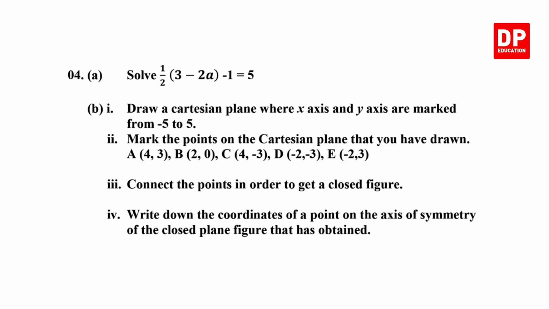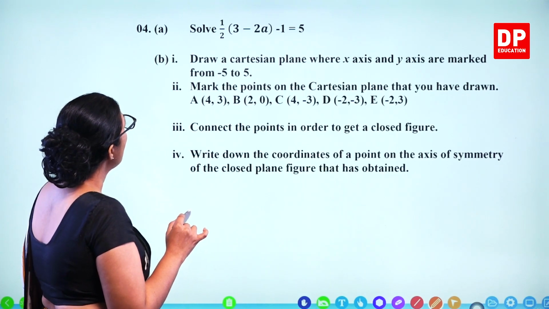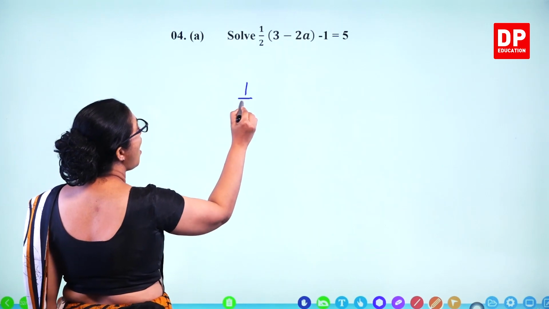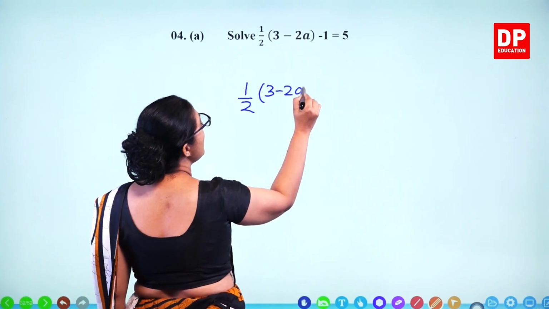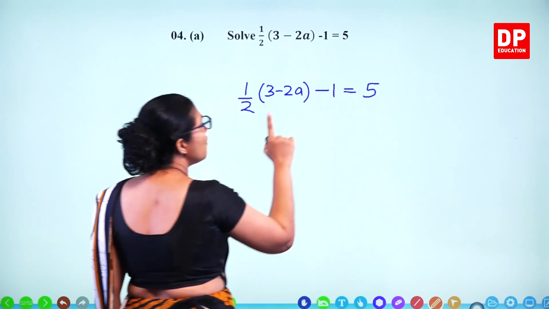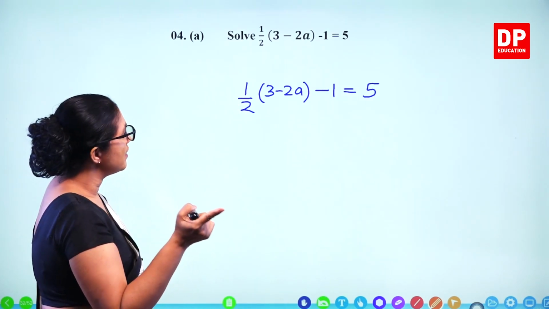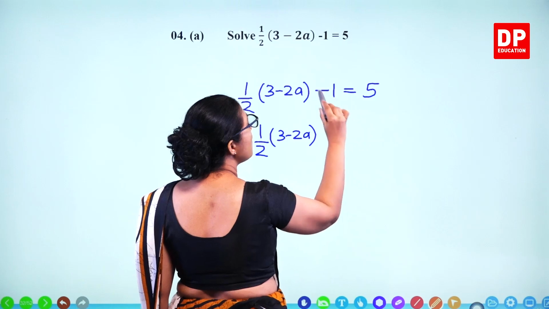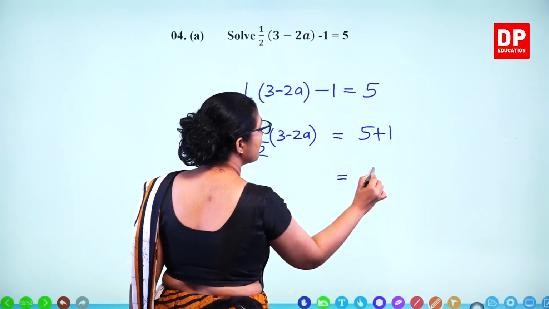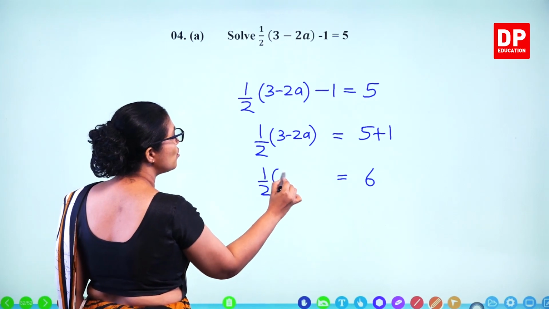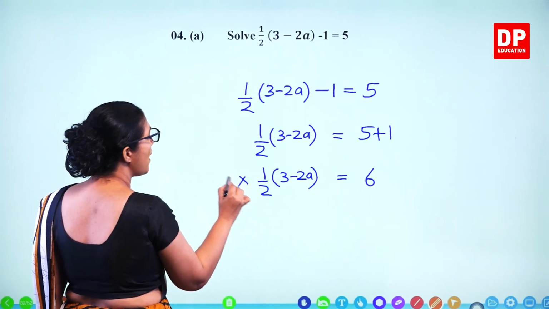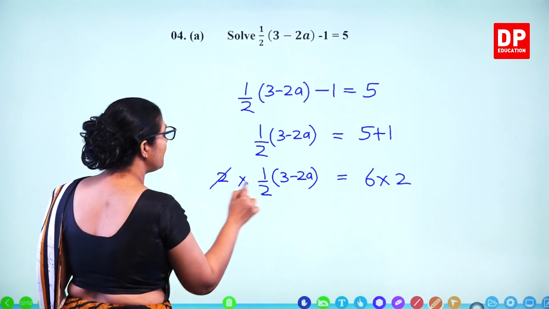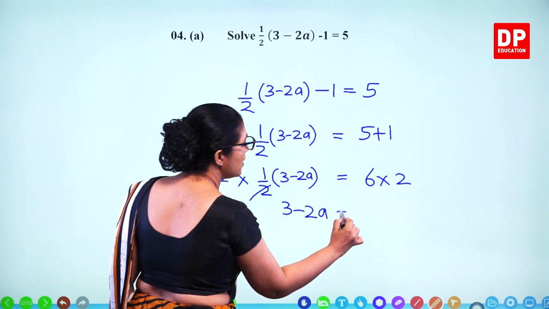Question number 4. You get part A and part B. Let's do it separately. Solve: half 3 minus 2a minus 1 equals 5. First thing you have to do, take minus 1 to the other side. Half 3 minus 2a becomes 5 plus 1. That's 6. Now what's the next step you can do? Multiply both sides by 2 because we need to get rid of this denominator. Then you get 3 minus 2a equals 6 times 2, 12.